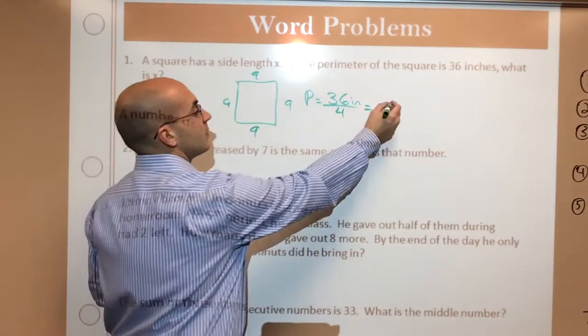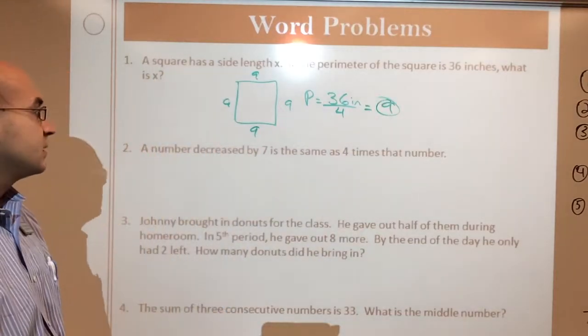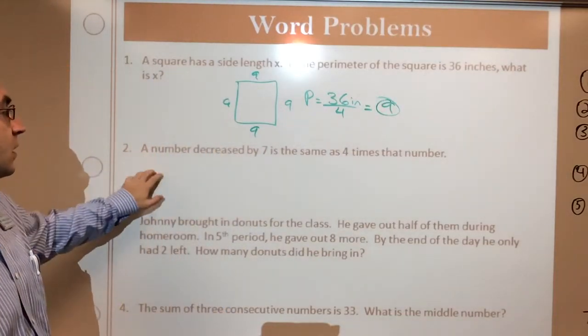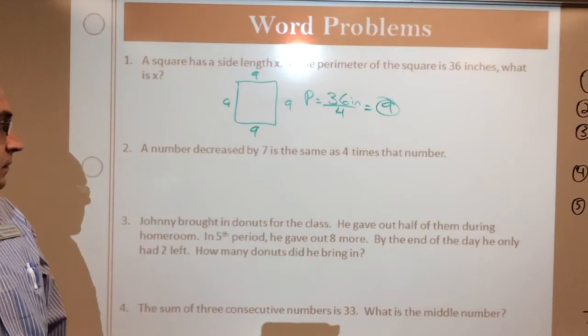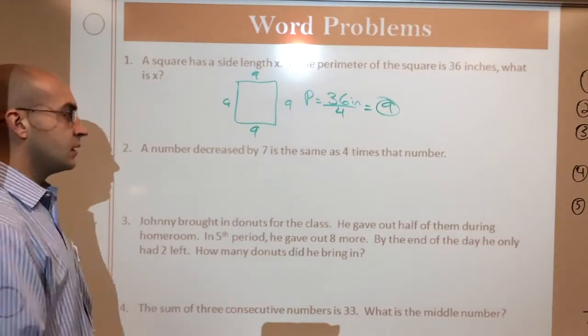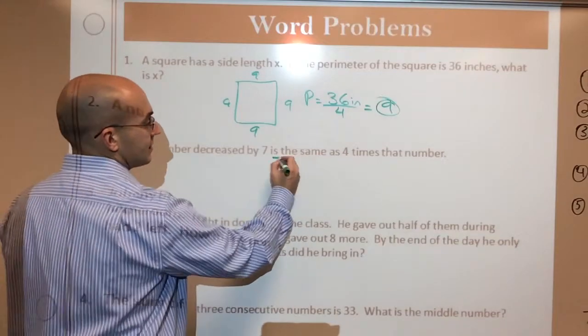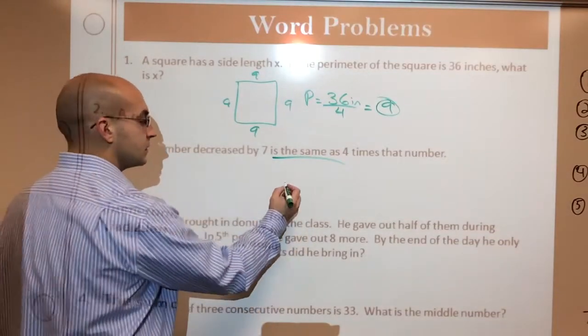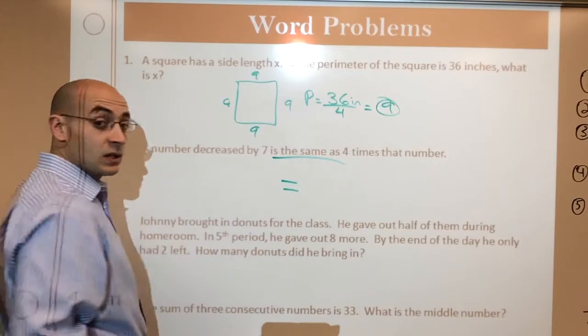Okay, 9. Not bad. You will see something like that on the test. Here, a number decreased by 7 is the same as 4 times that number. Okay, let's work with what we know. Is the same as. If it's the same as, it means it has to equal it. It has to be the same.